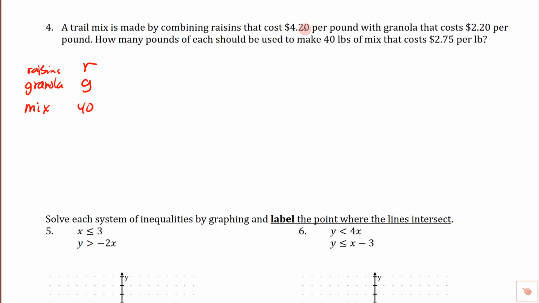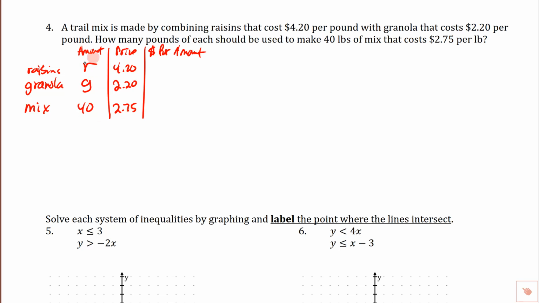On this one, it says this is $4.20 per pound for raisins. So this is the amount right here, and this is going to be the dollars for each one of them per pound. In fact, let me write price on this one. Then we'd keep track of the dollars for each of those amounts. So it's $4.20 per pound here, $2.20 per pound here, and we want it to be $2.75 per pound when we're all done.